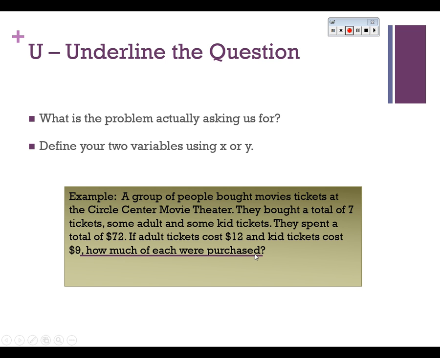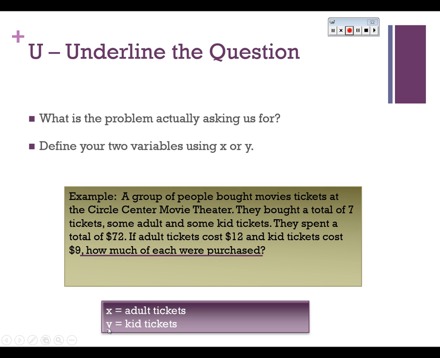Okay, now we're going to define our variables, x and y. What are the unknowns here? Right, Peyton, you're on the right track. Right. How many adult tickets, how many kid tickets? So, x could represent adult tickets, y could represent kid tickets. Do you see in your packet where to write that? You don't have to write all that. Okay, so we know that they want us to find out how many of each type of ticket were purchased, and our 2 unknowns are how many adult tickets, how many kid tickets.